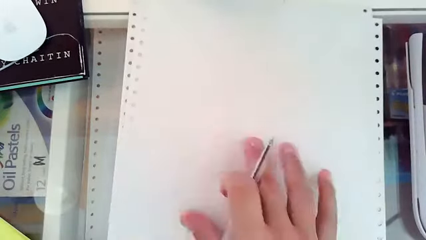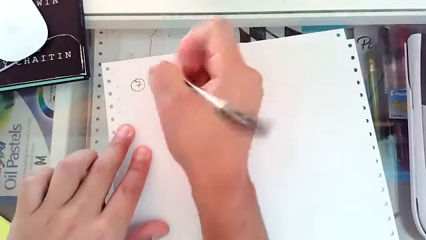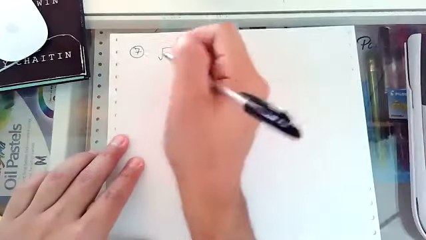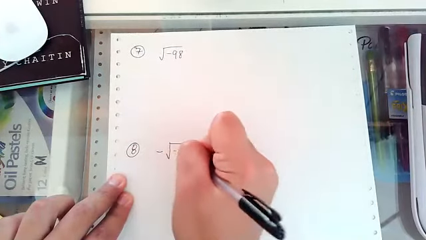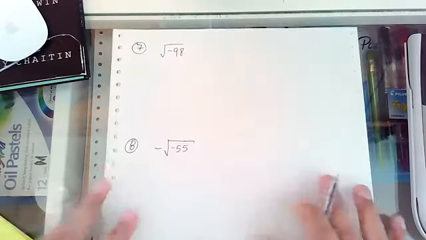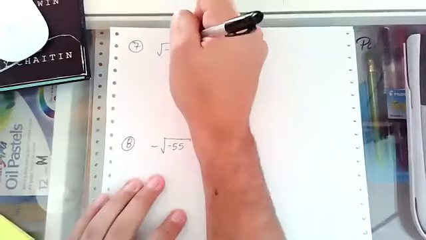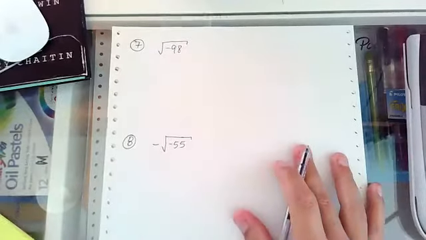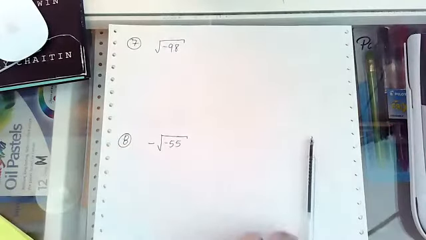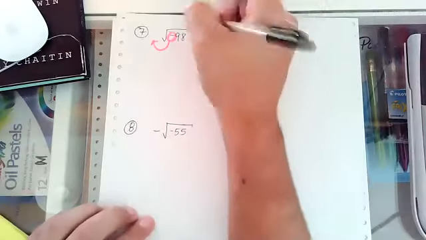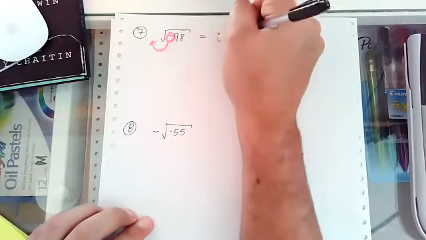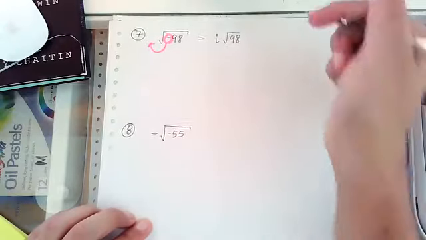Let's look at number 7, which is the square root of negative 98. And then I'll put 8 here, which was the negative square root of negative 55. Yeah, we're just going to pull the negative out here. I'm going to call this i root 98, and then I'll just work on the positive radical.